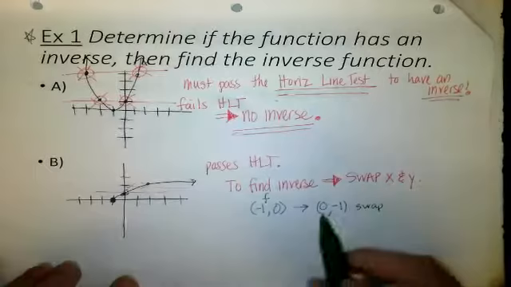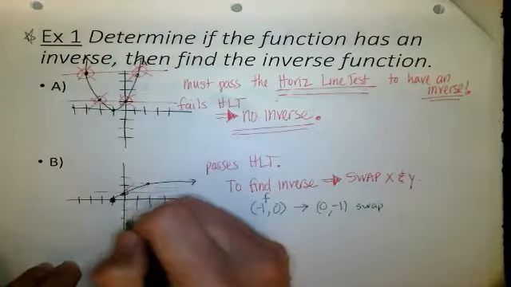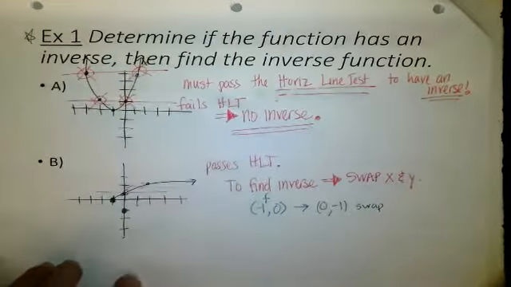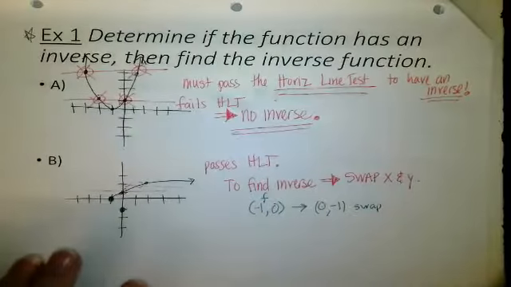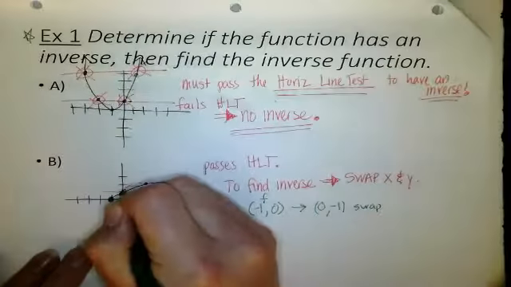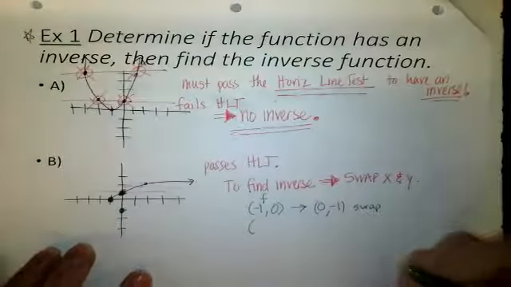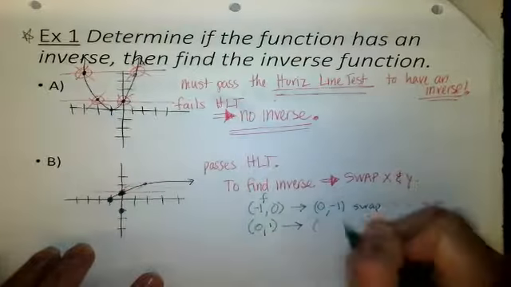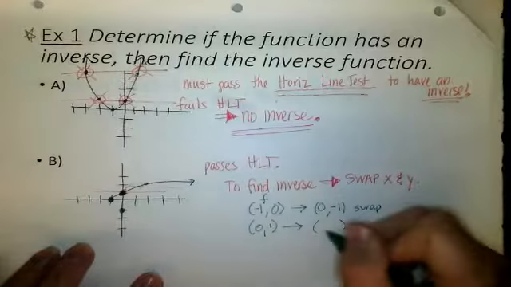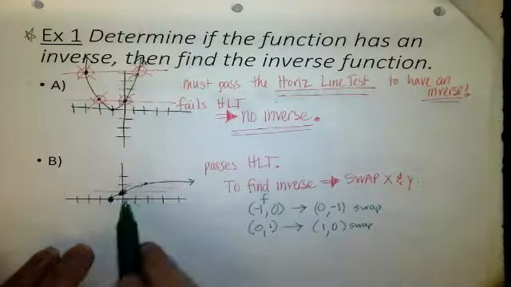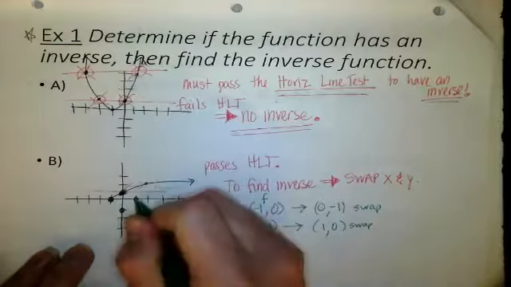So I'm going to plot that, 0, -1. 0, -1 is right here. There's our inverse point. So inverse just means swapped. What's this ordered pair right here? 0, 1. And if I swap it, what do we get? 1, 0. Swapped. So 1, 0 on my graph is 1 to the right, up none. So right there.